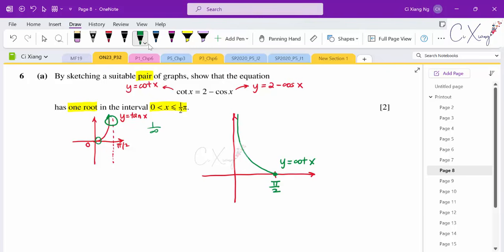For me personally, I try to remember the original graph for tangent, then I try to learn the technique of sketching the reciprocal function. Alright, so we settle the first part of the graph. Then the second graph that we are going to draw is 2 minus cos x.